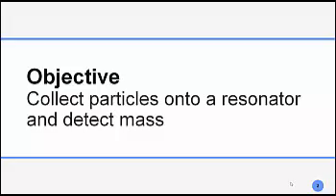But instead of a traditional outline, I'm going to be giving more of the objective on the really broad standpoint. So we want to be able to collect particles onto a resonator and hopefully be able to detect mass. And this objective essentially acts as my outline. So I'll talk about why we're collecting particles, and there is going to be some overlap with the previous talk, and also how we're collecting particles and why we want to use resonators, which type of resonators we're using, and finally, hopefully I can show we're detecting mass.